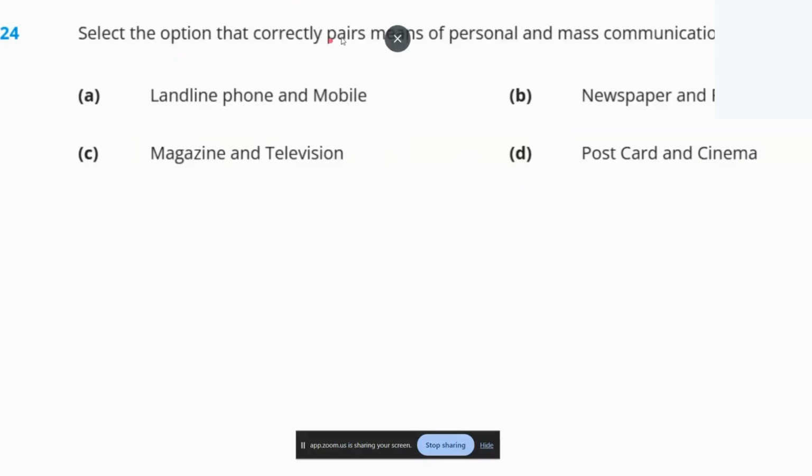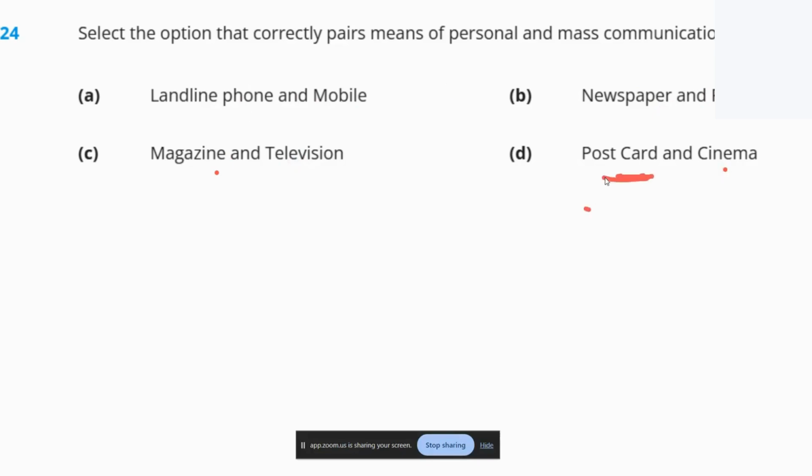Next, select the option that correctly pairs means of personal and mass communication. Okay, so landline and mobile phone, no, both are personal communication. Newspaper and radio, both are mass communication. Magazine and television, both are mass communication. And option number D, postcard and cinema.